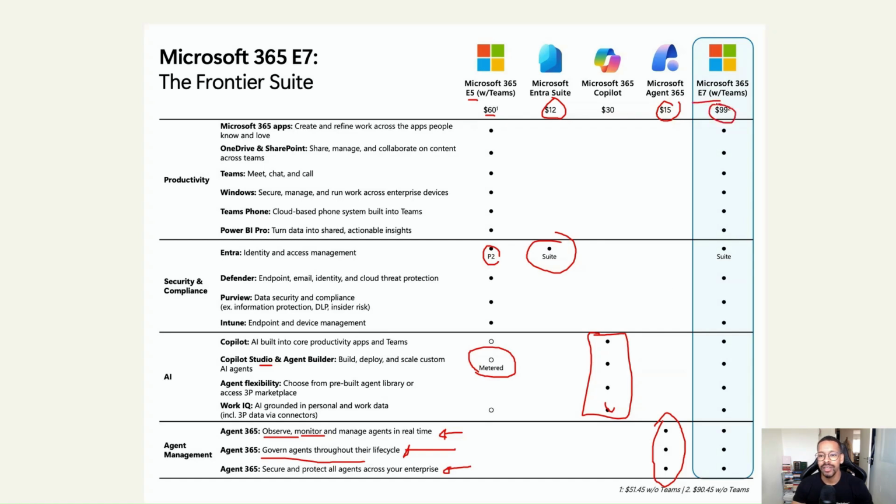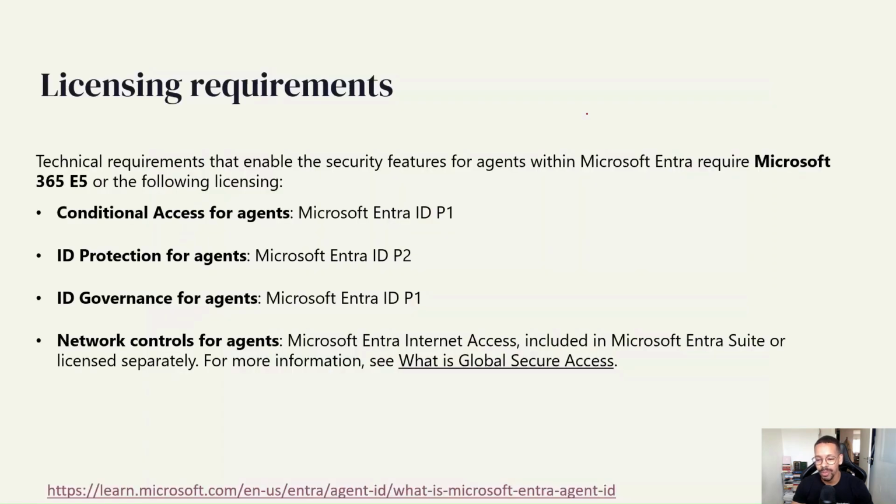And here is the E7, which is the $99. You can get it without Teams for $90.45. And this includes the whole stack. So you have the Defender, you have the Purview, you have the Intune endpoint. So this is kind of the real deal, the frontier firm license.